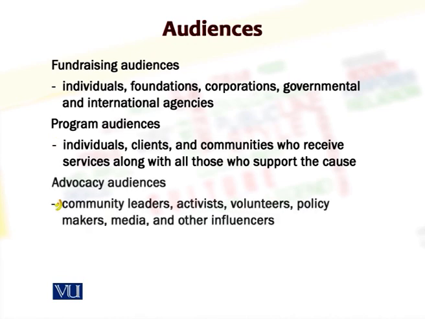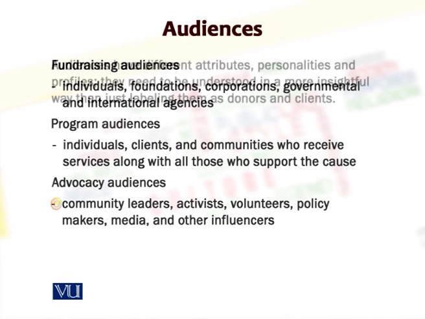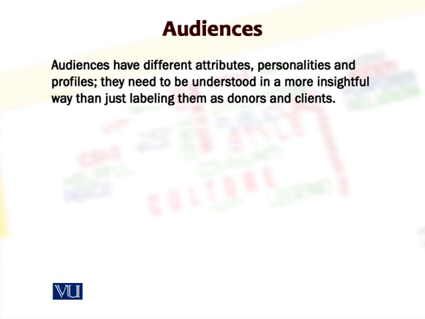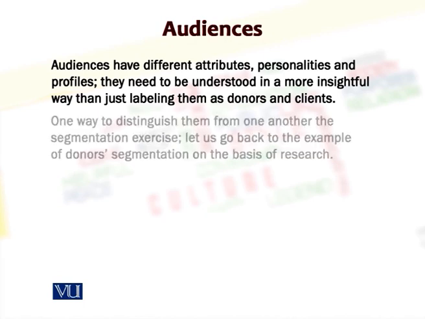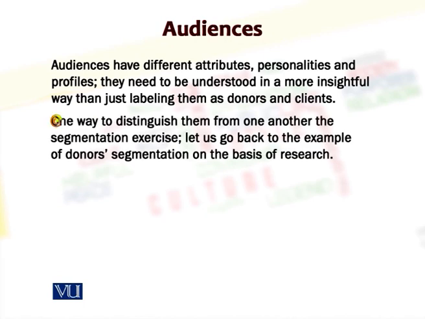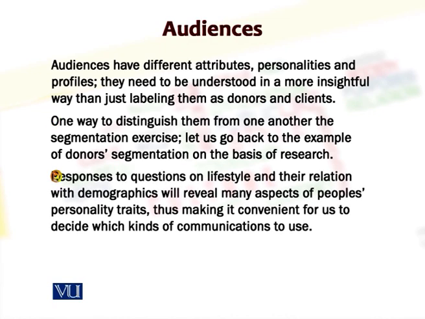The third classification is advocacy audiences. Here we have people like community leaders, volunteers, activists, and sponsors who really advocate our cause, and advocate it with the uniqueness that we have. Since all these audiences are very different in nature, they have different profiles, different personalities, and different characters. It is for this particular reason that the experts believe we need to look into all these audiences in a more insightful way, so that we can draw lines between different subsets of these audiences.